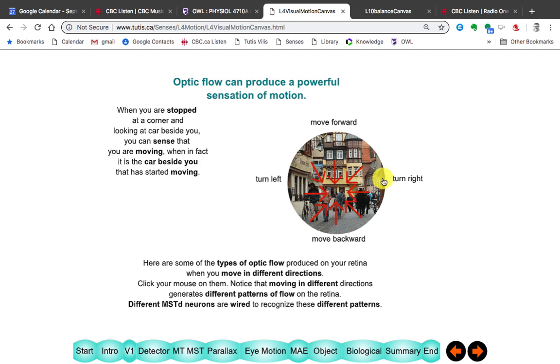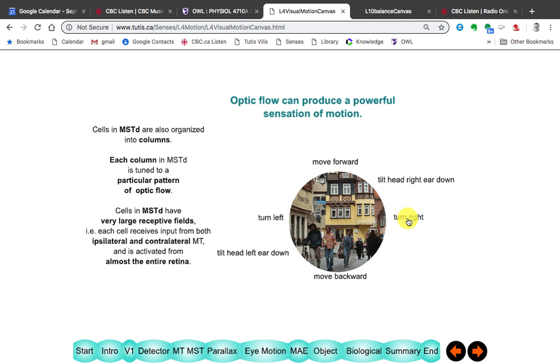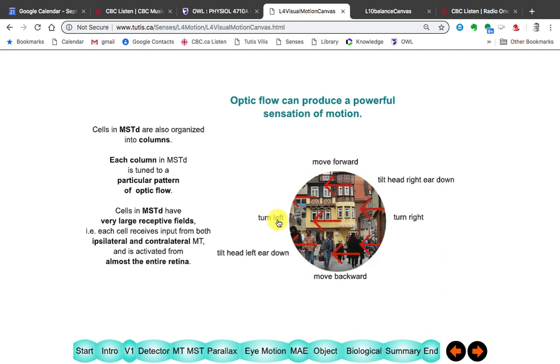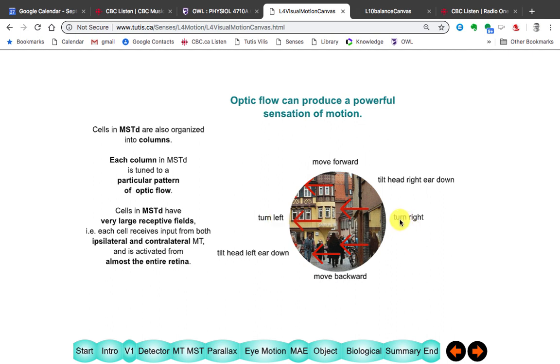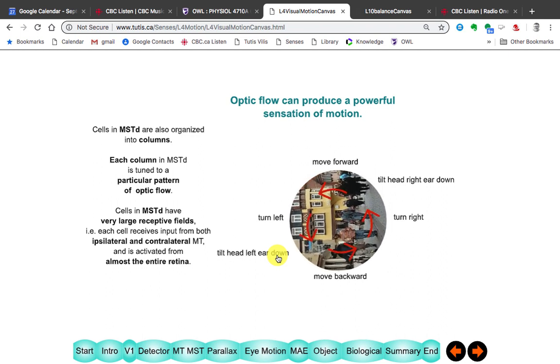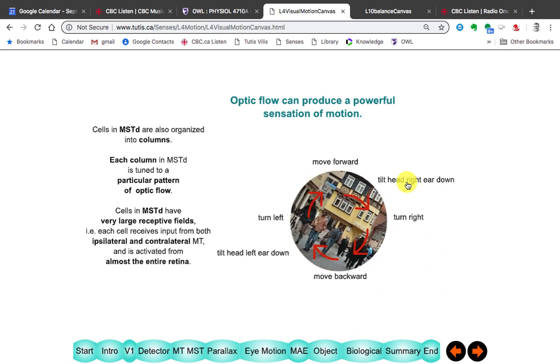Yeah, in a moment we'll have left and right moving as well. Okay. So this pattern appears when you turn left. Let's say you tilted your head. You'd have this pattern on your retina. If you tilted your head the other way, you'd have this pattern appearing.